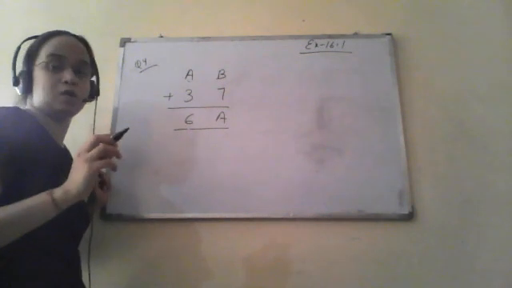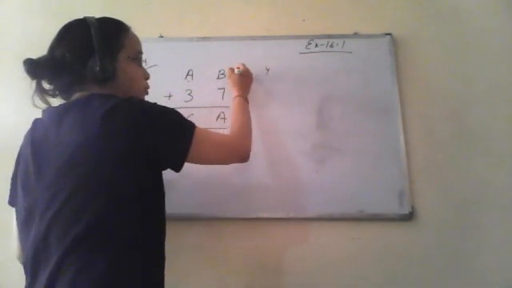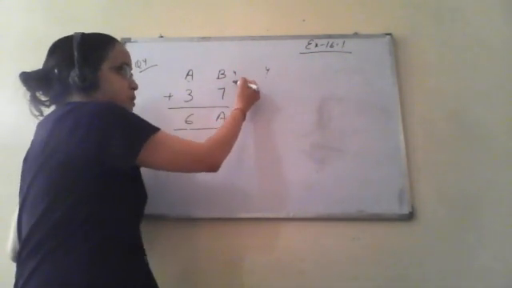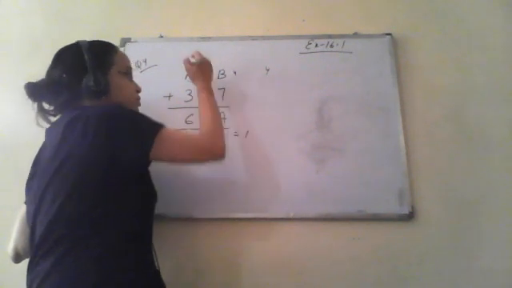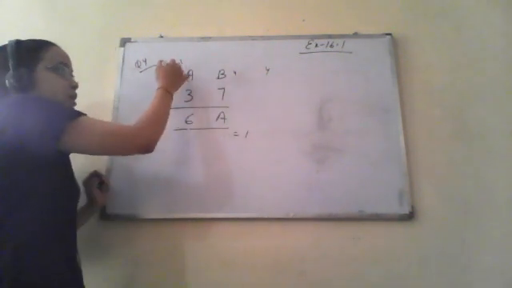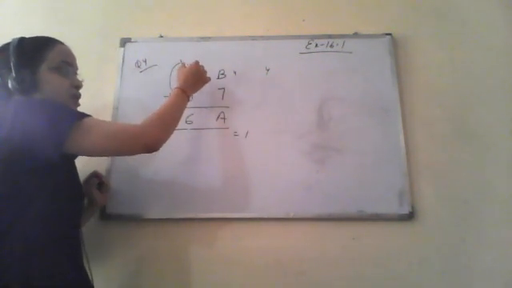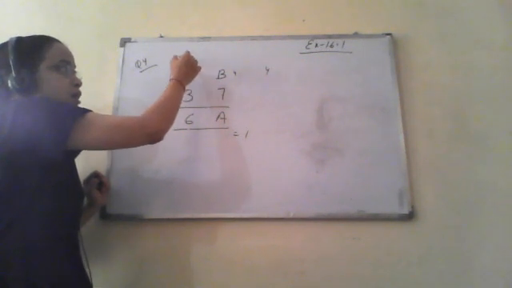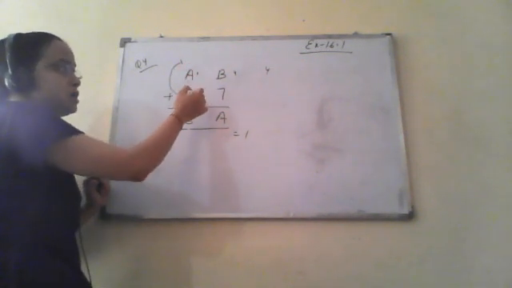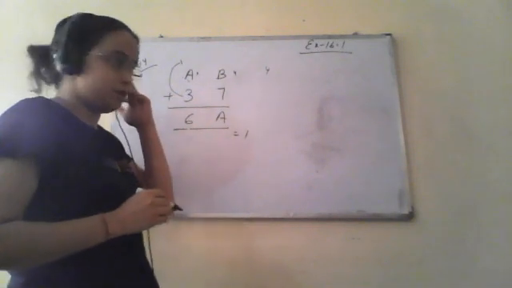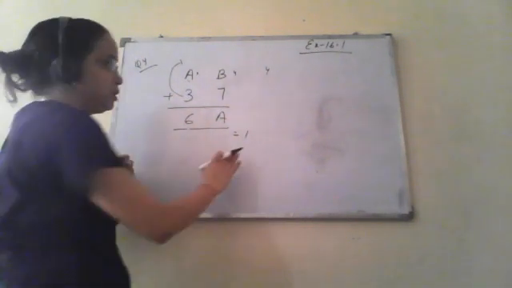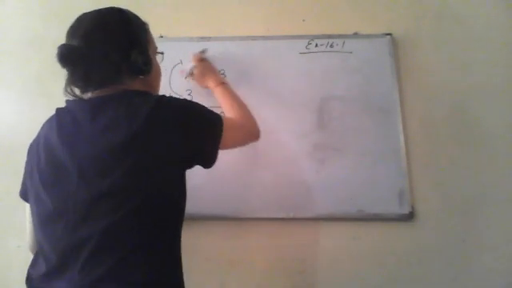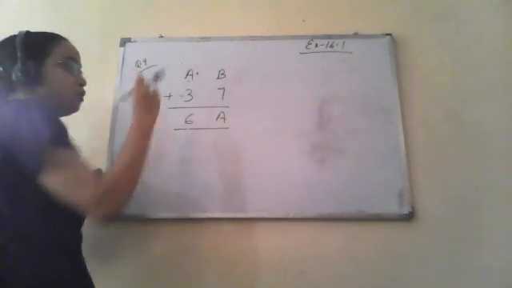Now we will take B equals to 4. If we put B equals to 4 here, 4 plus 7, it will be 11. Now 1 carry, and if we are keeping A equals to 1 here, it will be 1 plus 1, 2, 2 plus 3 equals to 5, and here we have 6. So B equals to 4 is also not the value. So this way you have to hit and try.